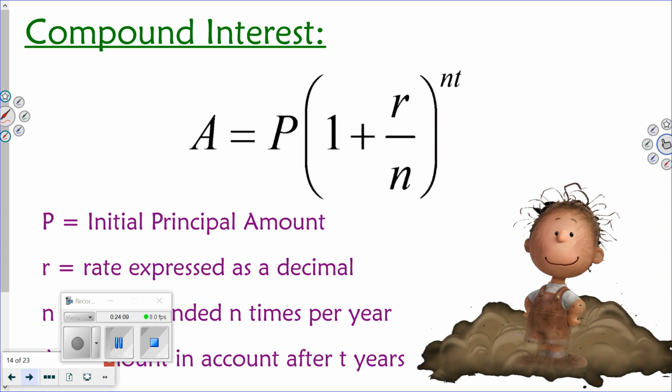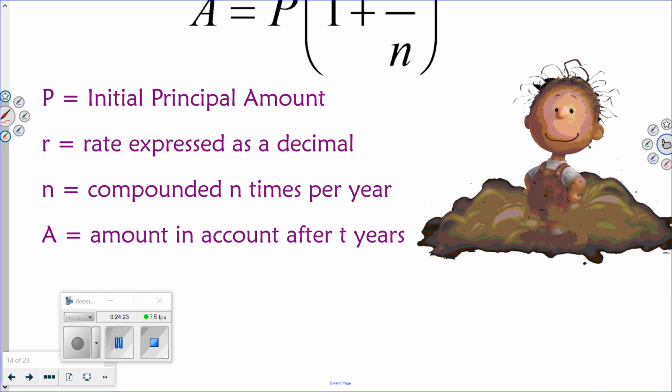A is the amount you're going to have at the end. P is the principal amount or the initial amount that you start with. R is still your rate as a decimal. T is still your time. Then you have this N in here. N is compounded N times per year. So if I tell you it is compounded daily, how many times per year is that? 365. If I tell you it is compounded monthly, how many times is that? How many months are in a year? 12. It's always per year, okay?